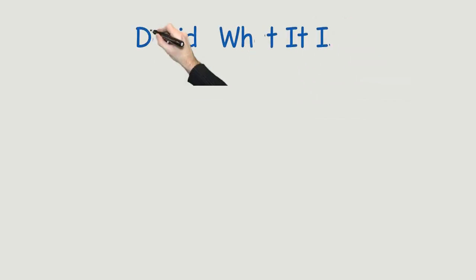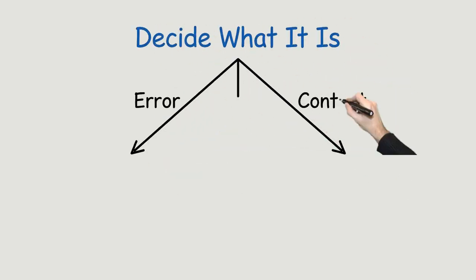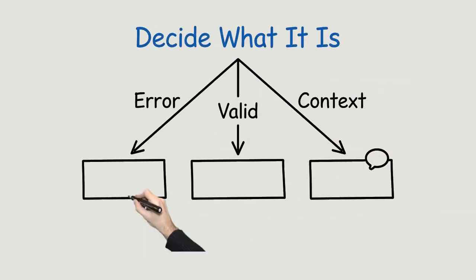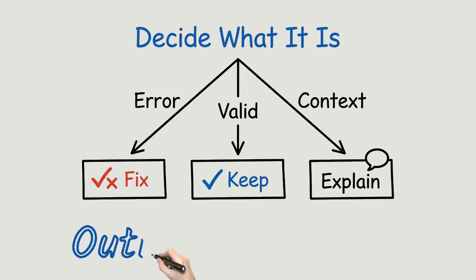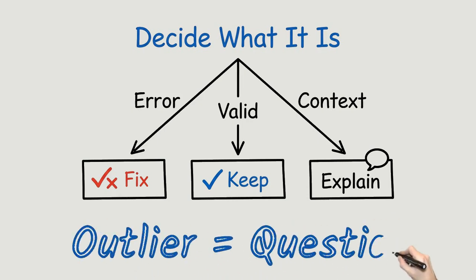When you find an outlier, decide what it is. Errors should be fixed or removed. Rare but valid cases are usually kept. Contextual cases should be explained. The key idea to remember is simple. An outlier is a question, not an automatic deletion.